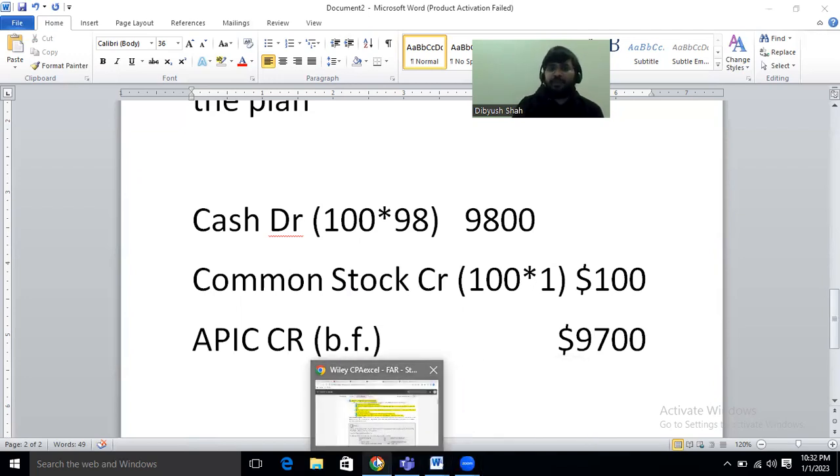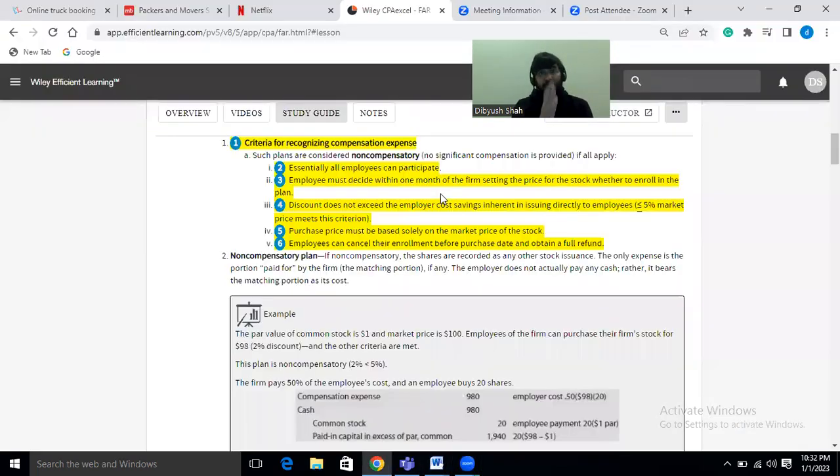And I want you to feel comfortable about it. Nothing much. You need to remember these 5 conditions. Of course, first, all employees can participate. Second, they have to decide within 1 month of the firm setting the price for the stock, whether they want to enroll in the plan or not. Third, discount cannot exceed the employer's cost saving, generally less than 5%. Less than or equal to 5% is the accepted rule. Fourth, purchase price has to be based solely on the market price of the stock, and employees can cancel their enrollment before purchase date and obtain a full refund.